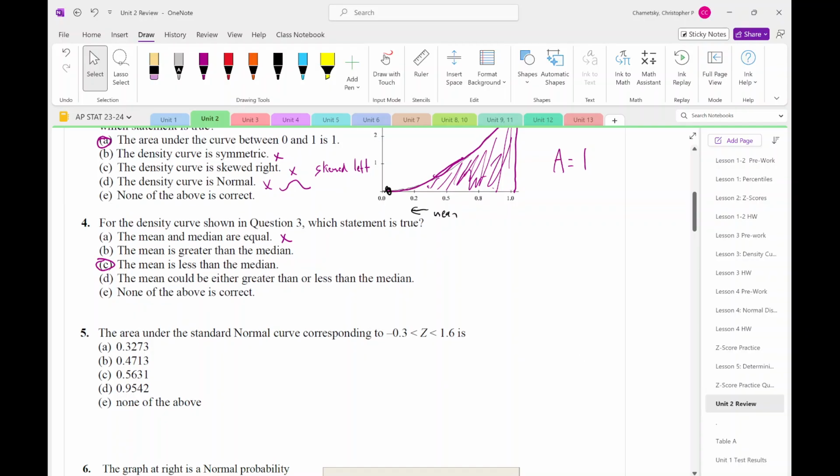All right. The area under the standard normal curve corresponding to a z-score of negative 0.3 to a z-score of 1.6. Okay. Well, if we draw our standardized normal curve, mean centered at 0, standard deviation of 1, what we're talking about is from about here, negative 0.3, to positive 1.6. So shading in this area.